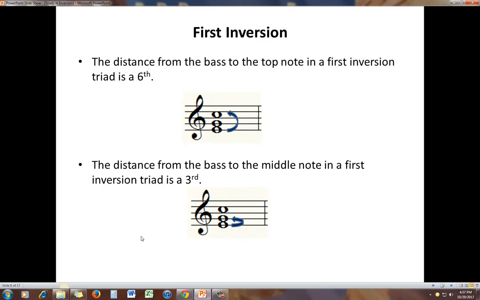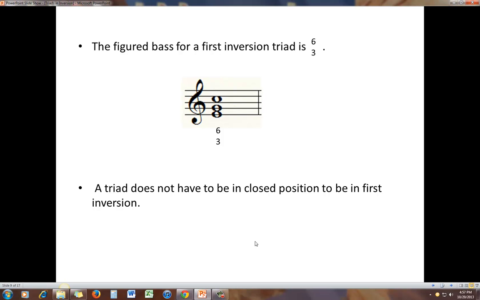First inversion. The distance from the bass to the top note in a first inversion triad is a sixth. And from the bass to the middle note in a first inversion triad is a third. So the figured bass for a first inversion triad is 6/3.